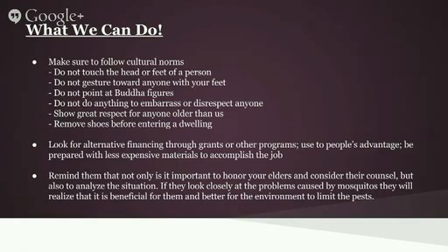Also, we need to look for alternative financing through grants or other programs, and to use that money to the people's advantage, and be prepared with less expensive materials or ideas, I guess, to accomplish the job in helping them improve their health.